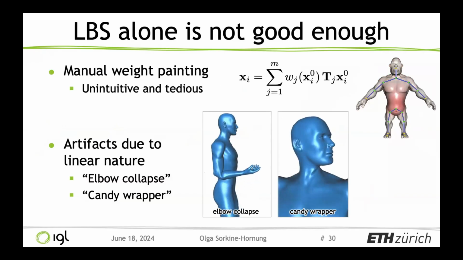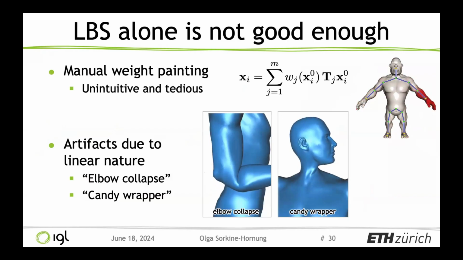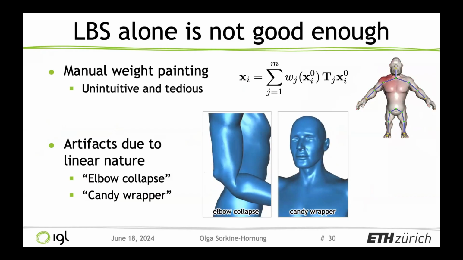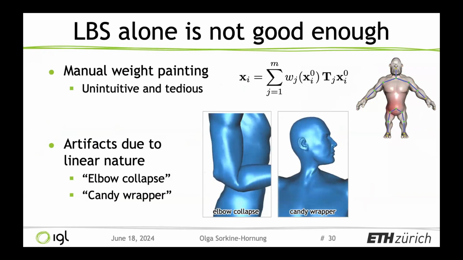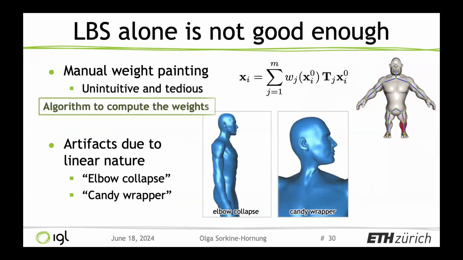You might ask, why not use it all the time? Why all this complication with energy optimization? There are two problems. Problem number one is we have manual weight painting, and it's a very tedious and unintuitive process for artists or just for general users. So what we contributed was an algorithm to compute these weights automatically.